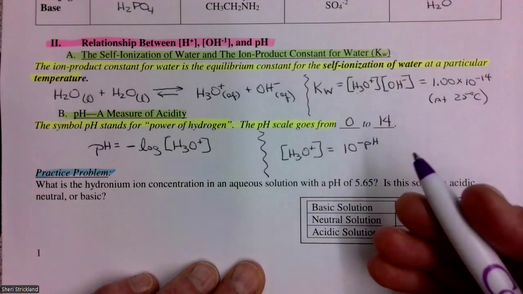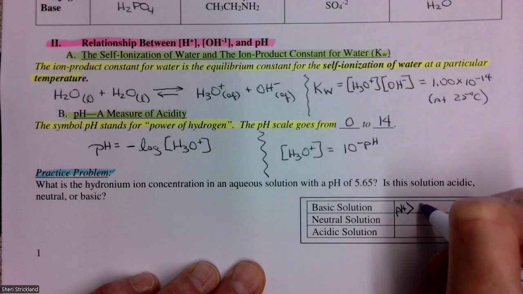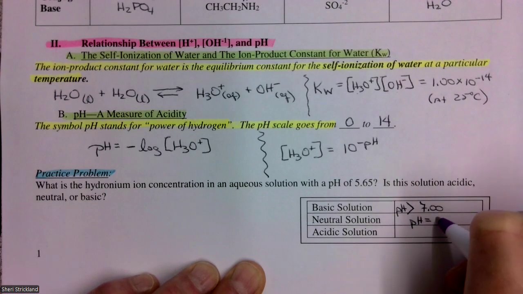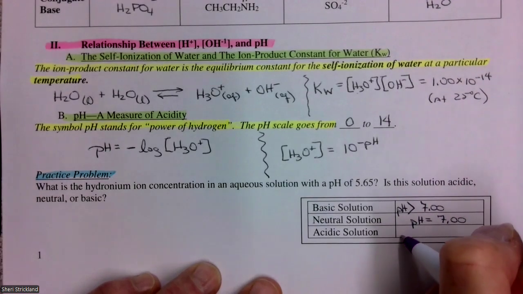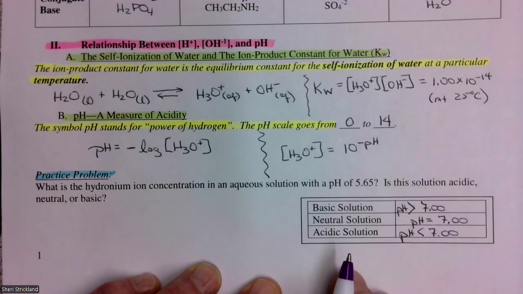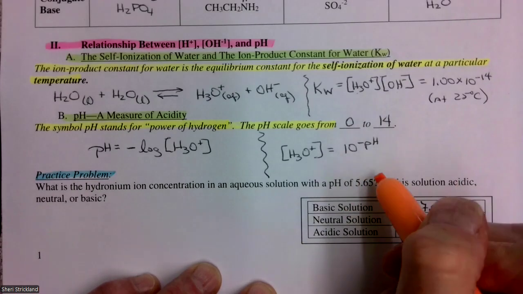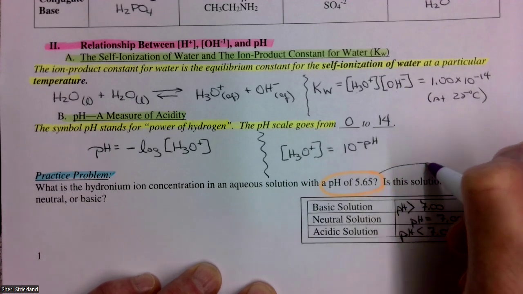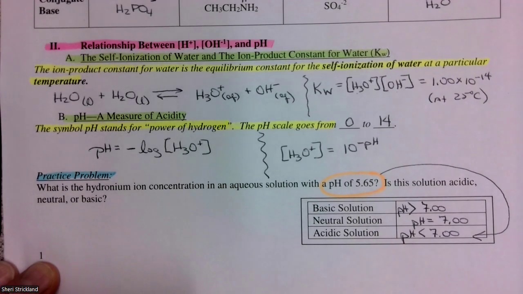All right, so a basic solution, just while we're here, is going to have a pH greater than 7.0. And a neutral solution will have a pH exactly equal to 7 point, however many zeros you want to have after that. And an acidic solution will have a pH that's less than that middle value. So you can already make a decision about classifying this solution. You can see that it fits here. It's an acidic solution.